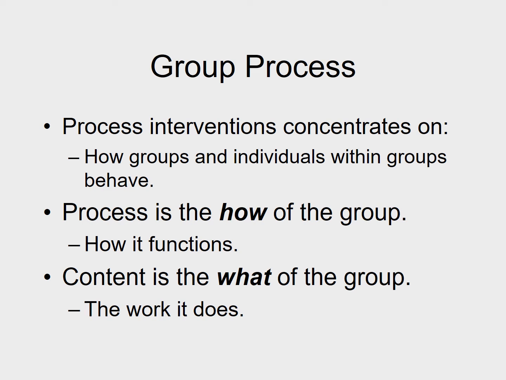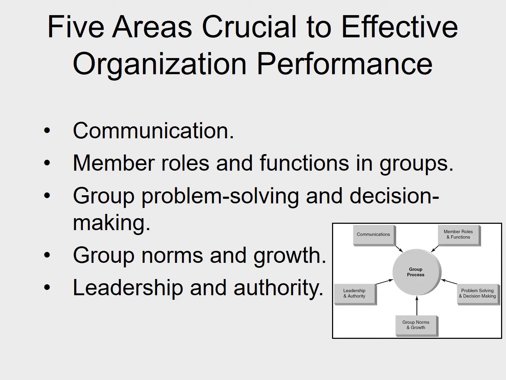How does it assign tasks? How are those tasks completed? The content is the what of the group, the work that it actually does. So that's kind of the outcome, if you will. What's actually being produced by the group and what is the metric that its success is being measured by? So there's 5 areas critical to effective organizational performance, and this is true across all organizations, but it's really a part of process intervention as well, looking at groups and group process.